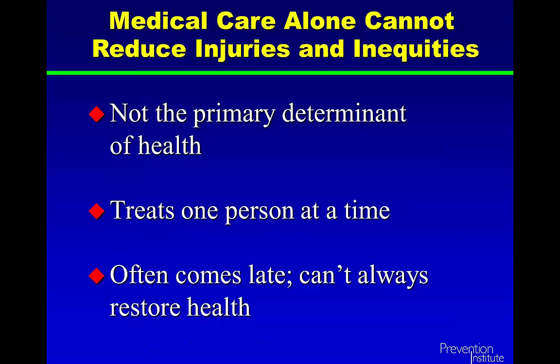In terms of that first diamond, not the primary determinant of health, that's the chart I showed you earlier, where medical care was only 10% of the determinants of health, and it's pretty easy to see that it's the driving factor that led to the health condition, not the medical care itself.